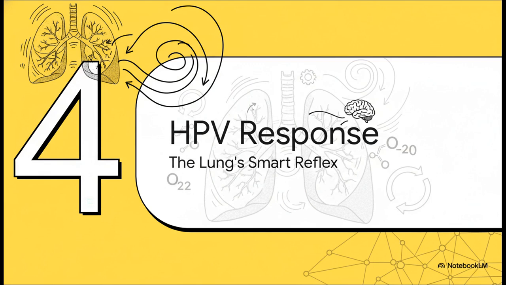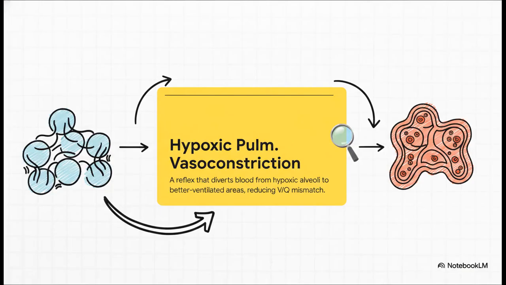So the lung knows this can happen, right? It's not just going to sit there and let VQ mismatch ruin the party. It has this incredibly smart built-in reflex to try and fix the problem on its own. And that reflex is called hypoxic pulmonary vasoconstriction, or HPV for short.